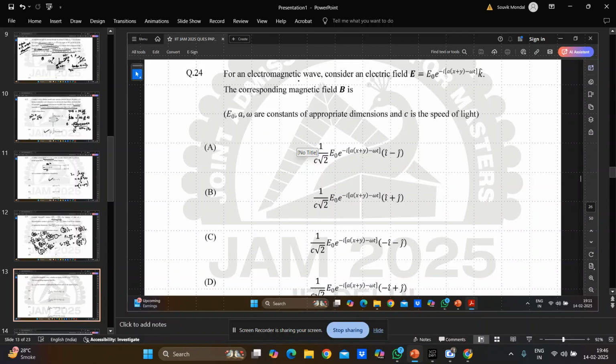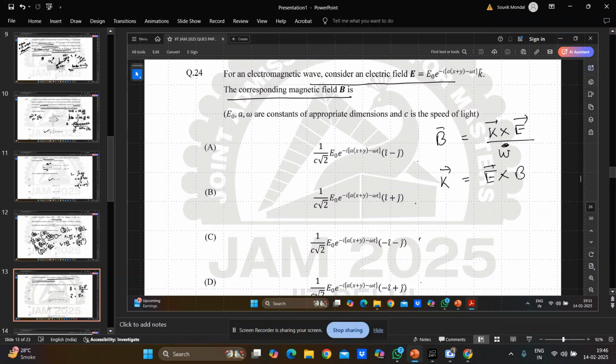This is problem 24: for an electromagnetic wave, consider the electric field and the corresponding magnetic field. I am giving you the right formula, but not always should you remember this formula in the exam hall. Sometimes you use your intuition or a trick. So look at the options. All the options are visible to you, and you know the Poynting vector direction, that is the k direction, the traveling wave direction, which should be the direction of E cross B. I am telling only about the direction.